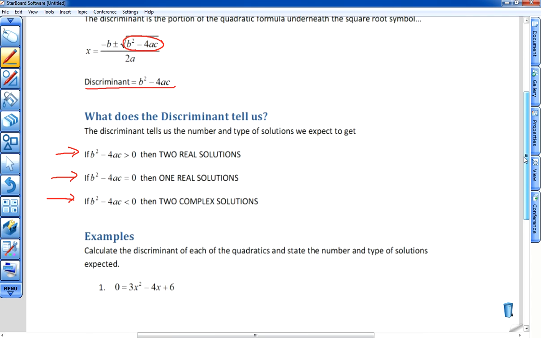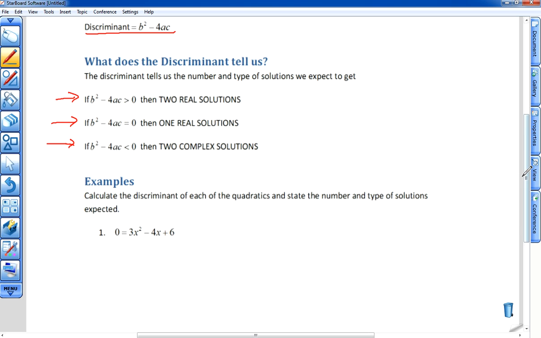So we have a first example right here. The first example is 0 equals 3x squared minus 4x plus 6. What we want to do is calculate the discriminant and state the number and type of solutions expected. So our quadratic here is already set equal to 0. So I know from this that my a value is equal to 3, my b value is equal to negative 4, and my c value is equal to 6.